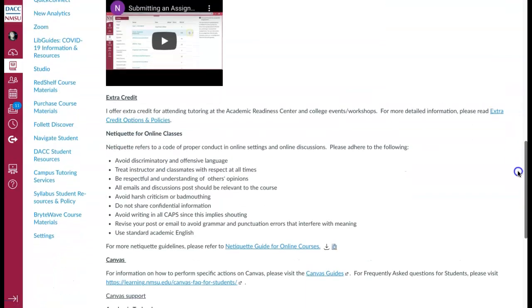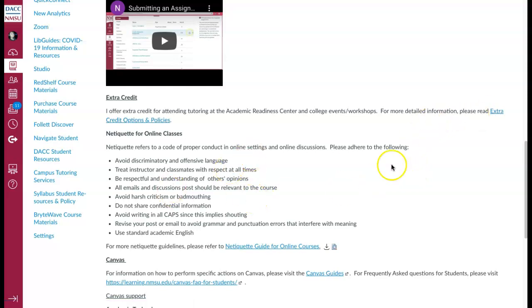And then I do offer extra credit, so you can go ahead and look at the extra credit options and policies. I typically offer extra credit for attending college workshops. So I will let you know about those whenever they become available. And I post the dates of these workshops under announcements. So make sure that you check announcements frequently.